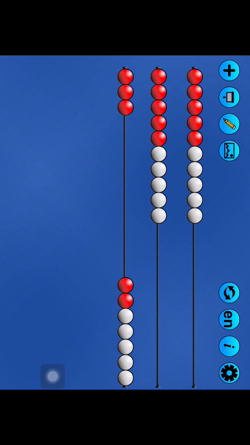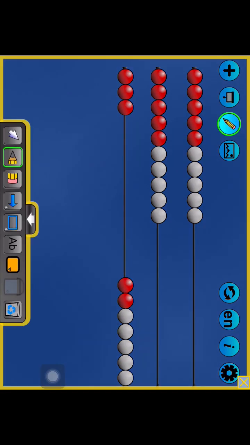And 23 divided by 9, so we need to find how many groups of 9 can be gotten in 23. In the first 10, we can get one group of 9. And also in the second 10, we can also get one group of 9. You may see that we can get one group of 9 from each 10. There are 2 tens, so we can get 2 groups of 9. So the answer will be equal to the number of tens.